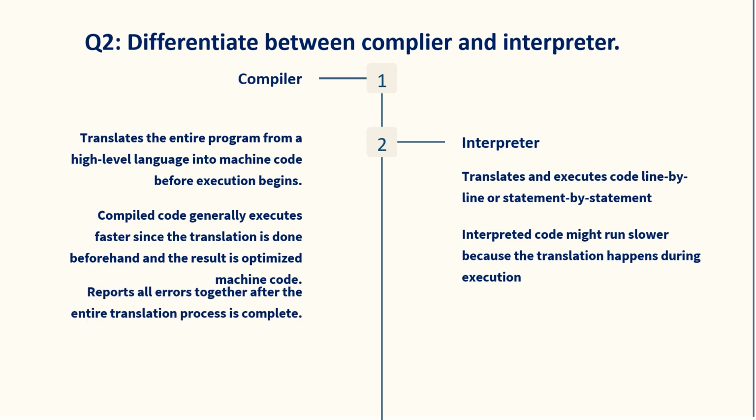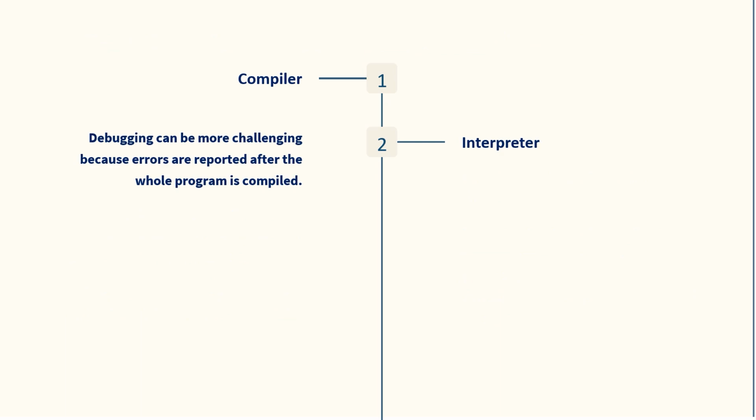A compiler reports all errors together after the entire translation process is complete, whereas an interpreter reports errors as they are encountered during the line-by-line translation. Debugging with a compiler can be more challenging because errors are reported after the whole program is compiled. In contrast, debugging with an interpreter is often considered easier since the process is more step-by-step.